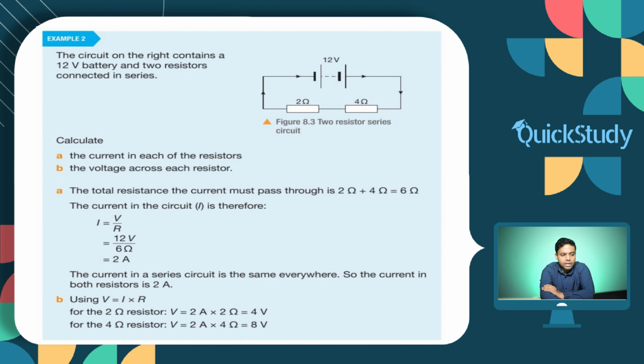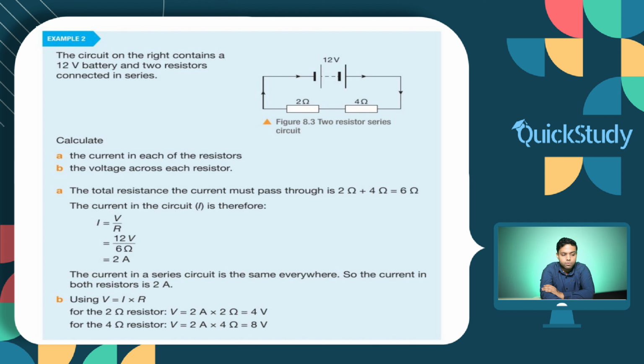Let's look at another example. In example 2, the circuit on the right contains a 12 volt battery and two resistors connected in series. We have to calculate the current in each of the resistors and the voltage across each resistor. So, at first we have to calculate the current. The total resistance the current must pass through is 2 plus 4. As it is a series circuit, we can just add the resistances to get the total. So the total resistance would be 2 + 4, which is 6 ohms. The current in the circuit therefore would be I = V / R, which would be 12 divided by 6 ohms. The answer would come out as 2 amperes.